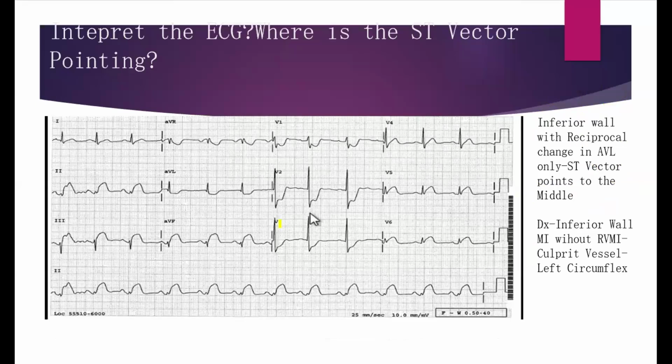So this one, if you look at it, you only have mirror images. So you have lead 2, lead 3, AVF, inferior MI. You only have mirror image in the AVL, but lead 1 is normal. So in that case, you only have left circumflex and all MI.